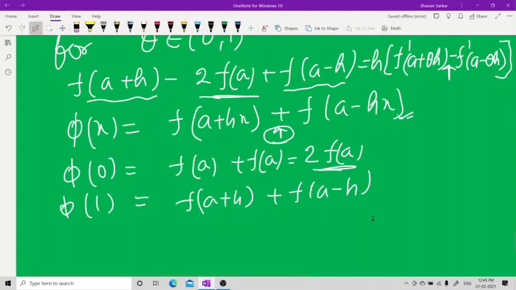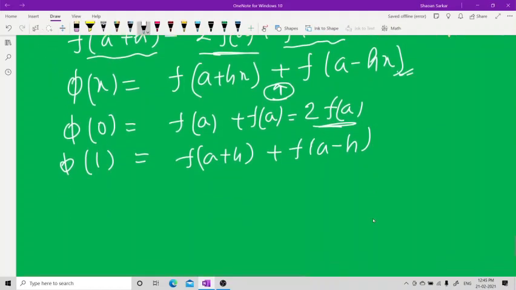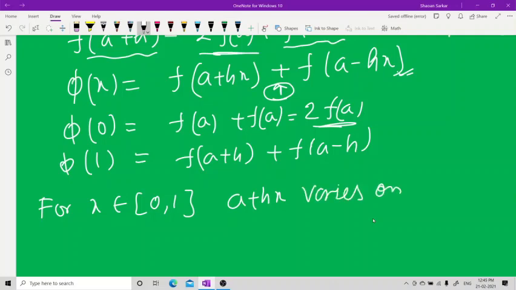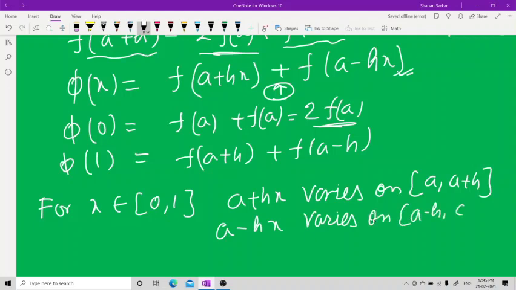Now you see, for x belonging to 0 to 1, a plus hx varies between a and a plus h, and a minus hx varies between a minus h and a. So this 0 to 1 covers both intervals.